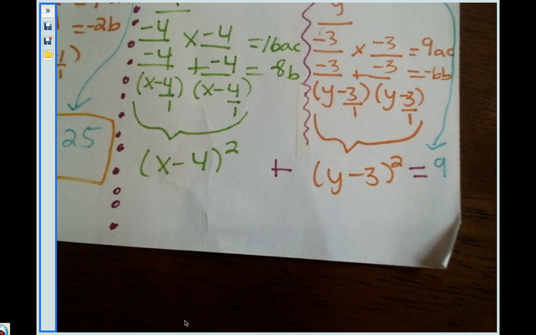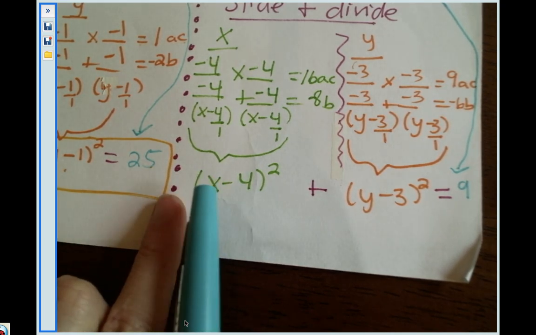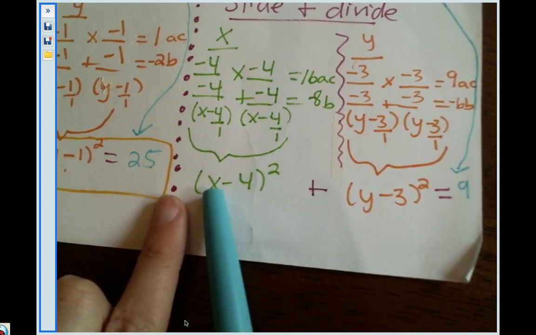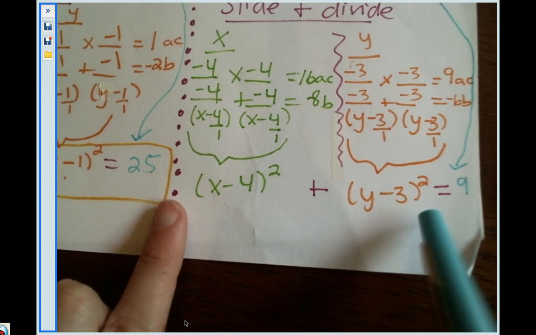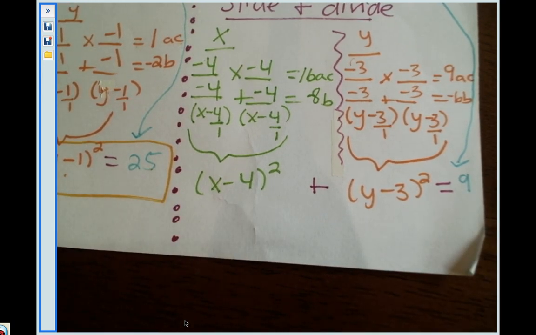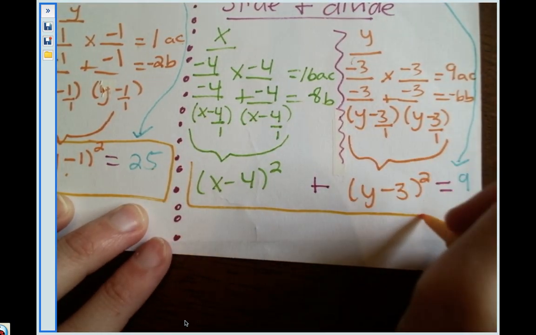So guess what, you guys? Now that we're in standard form, we could easily identify the center and the radius, which the center would be 4, 3, and the radius would be the square root of 9, which is 3. Look at that. Isn't standard form so helpful? I know, I agree. It's the most helpful thing we do in circles, pretty much.